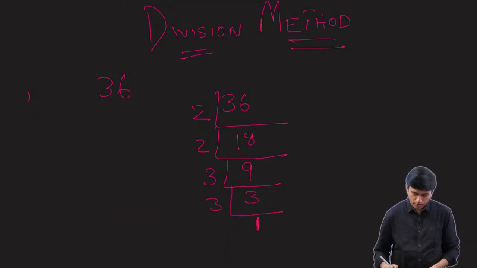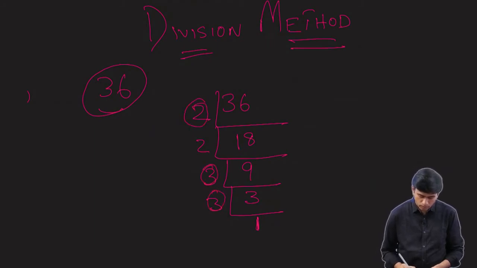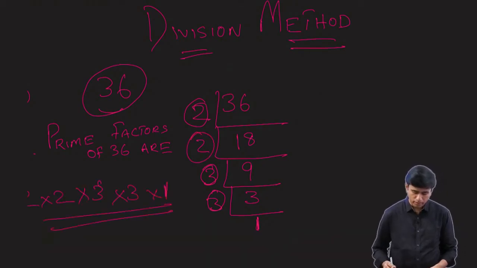If you notice, you have to take the given number and divide it with prime numbers. Therefore, prime factors of 36 are 2 into 2 into 3 into 3 into 1. They are the prime factors of 36.